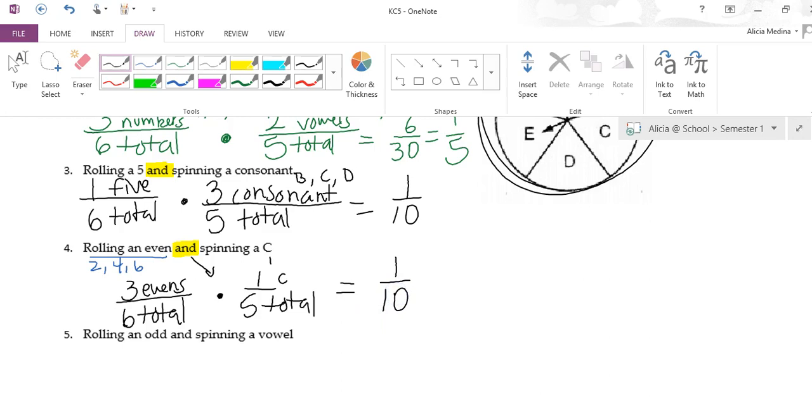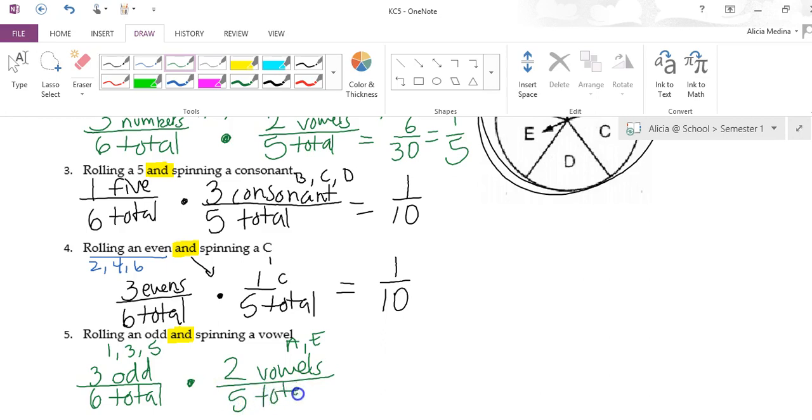Alright, number 5, rolling an odd number and spinning a vowel. So again, we see that and means we're going to multiply. So how many are odd? Well, that would be 1, 3, and 5. So that's going to be 3 odd out of our 6 total numbers. The word and means multiply. How many vowels do we have? We only had A and E. Right, so that's going to give me 2 vowels over 5 total. Alright, when I multiply these out, I would get 1/5 as my total answer simplified.